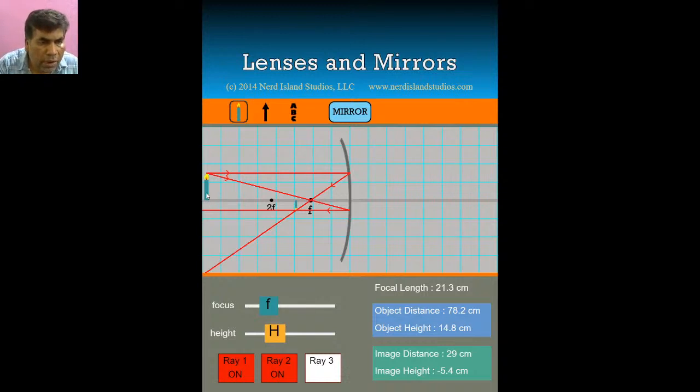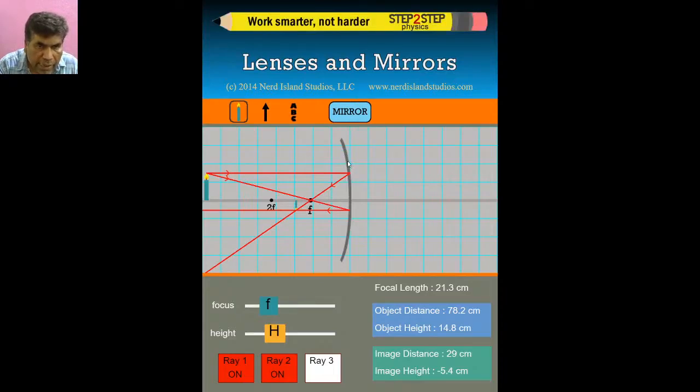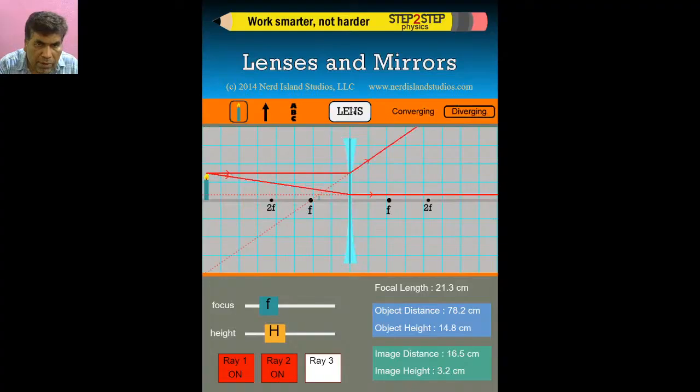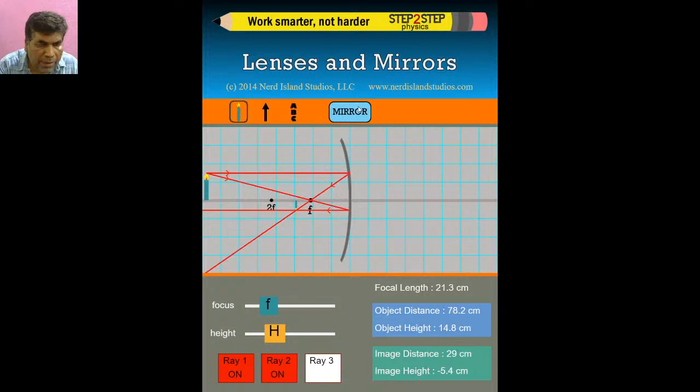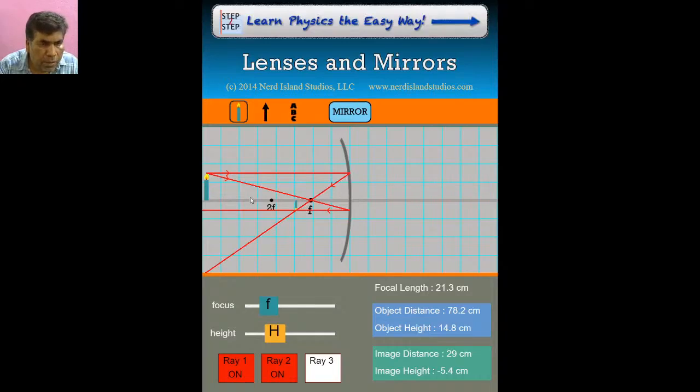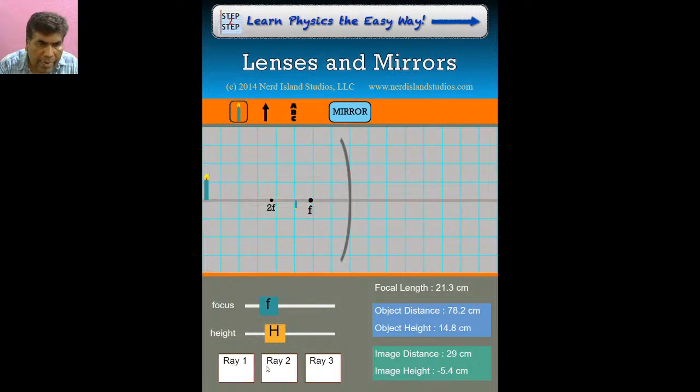So here, one candle, one object we have taken. This part is curved inwards. From this curved inward part, reflection is happening, so it is a concave mirror. So I have an object, a candle, and a curved mirror, a concave mirror.